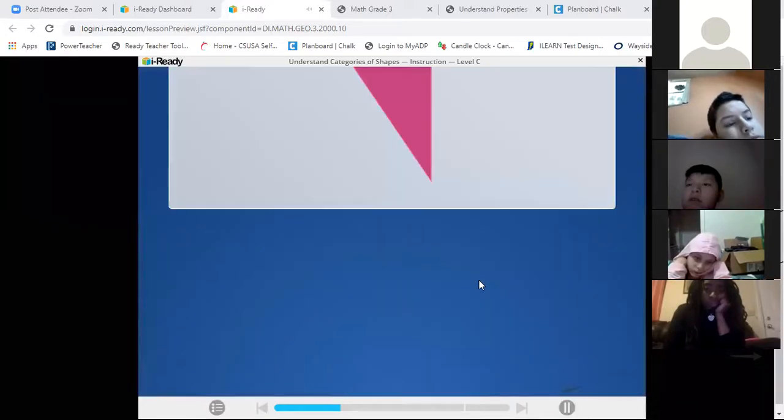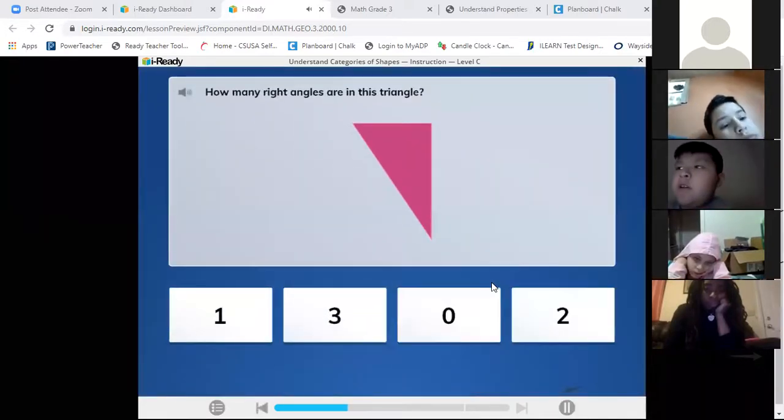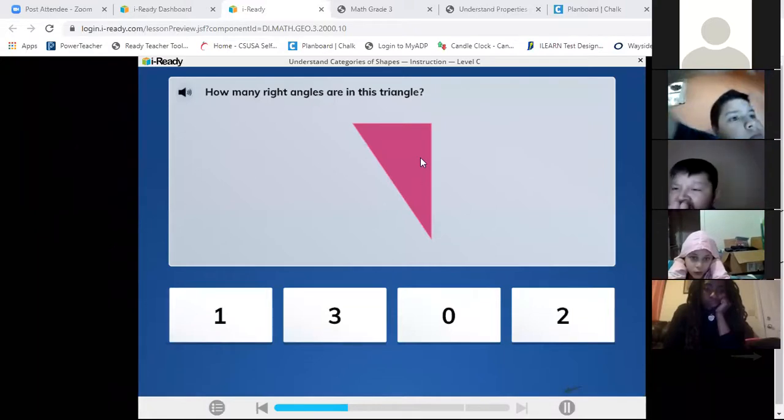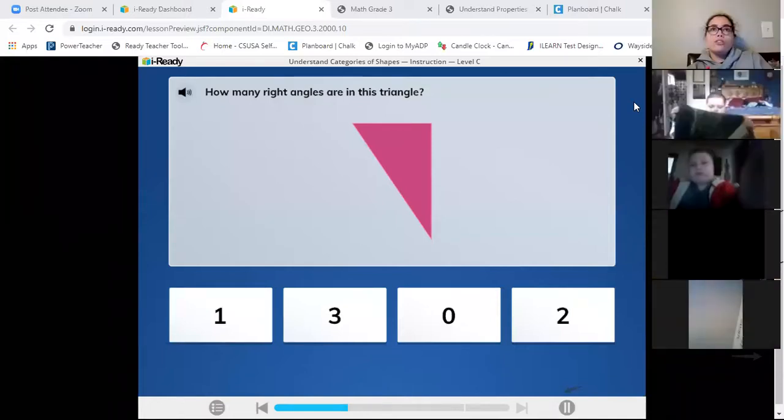Okay, so right angles are also known as square angles. I'm going to give you about 30 seconds to tell me how many right angles are in this triangle.